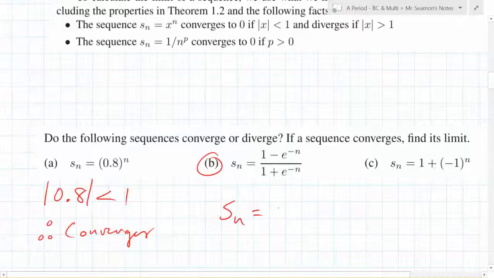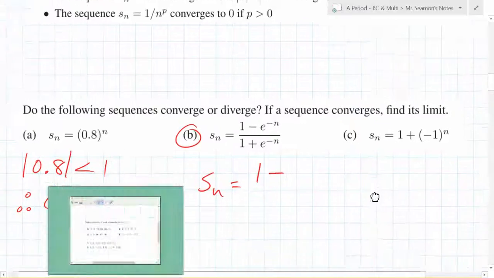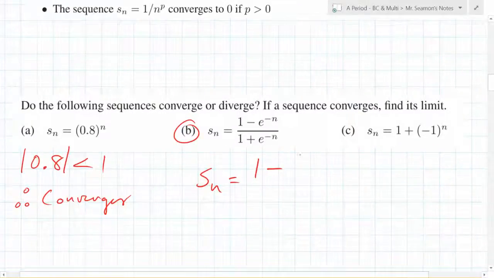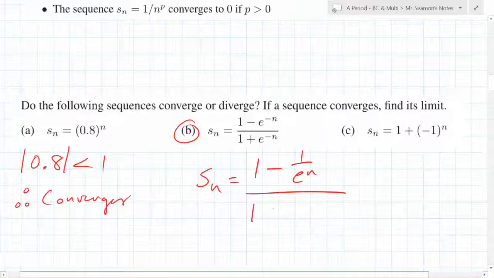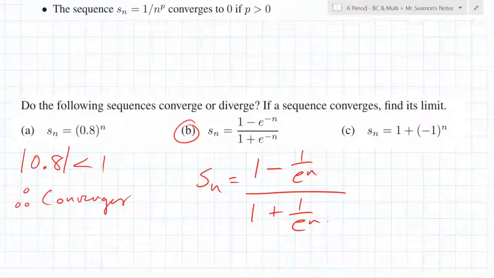Close though. What's this going to be? 1 minus what? 1 over e^n. And what's the bottom one? e^n. Okay, nice. We have not changed any values. All we have done is rewritten. Correct? That's all we've done.